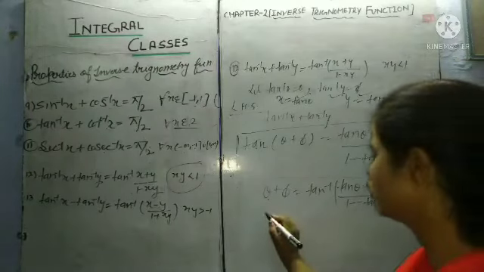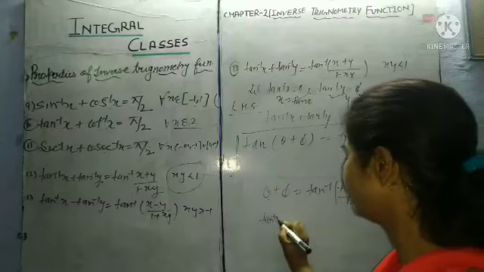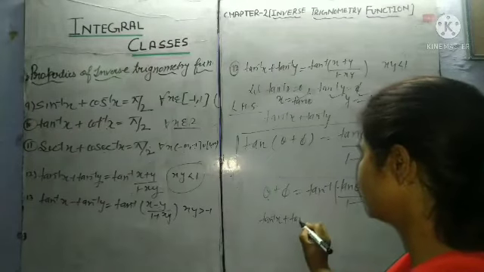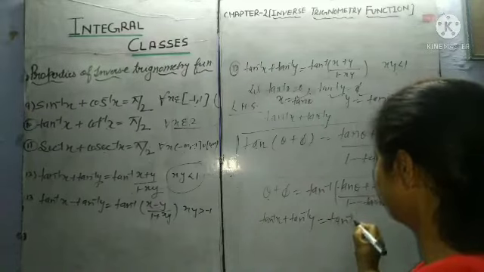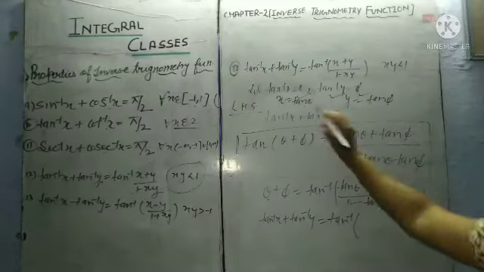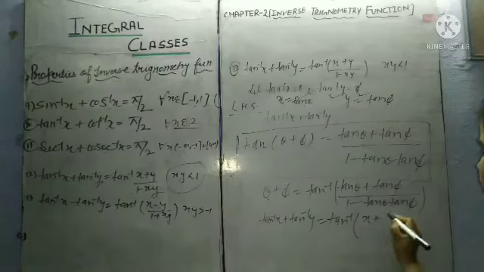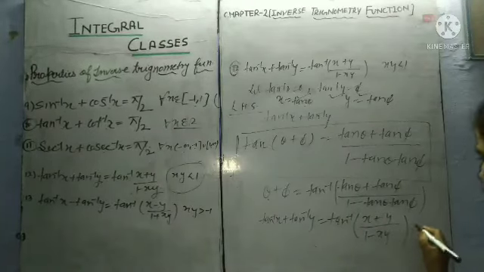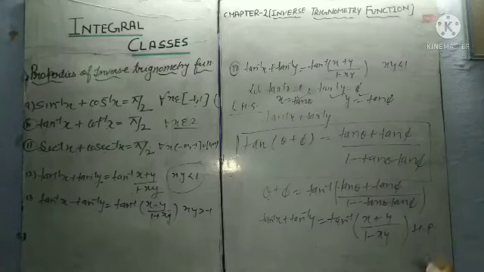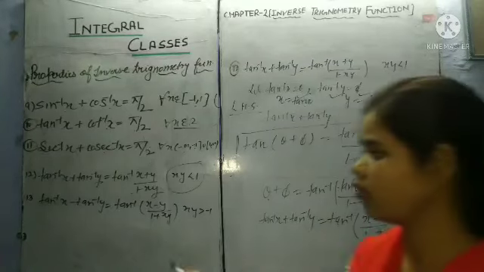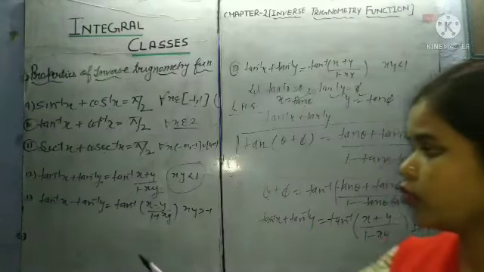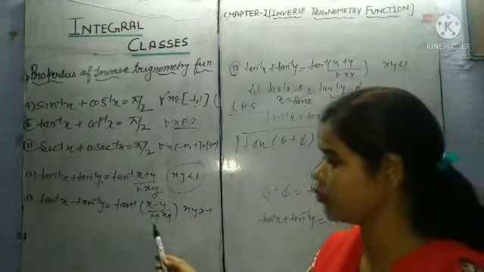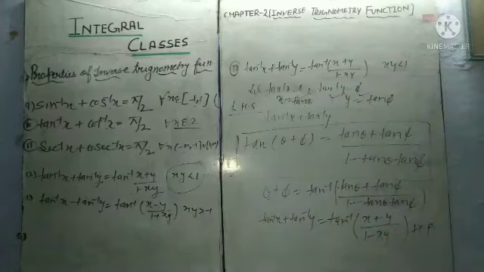Theta plus phi equal to tan inverse x plus tan inverse y equal to tan inverse of, tan theta equal to x and tan phi equal to y, so (x plus y) upon (1 minus xy). Hence proved. Similarly student, we can also prove tan inverse x minus tan inverse y equal to tan inverse of (x minus y) upon (1 plus xy).